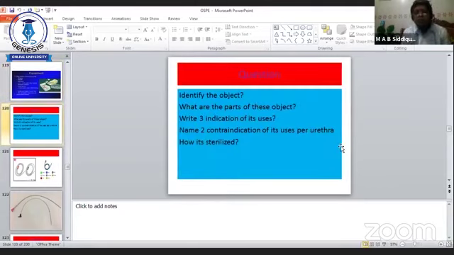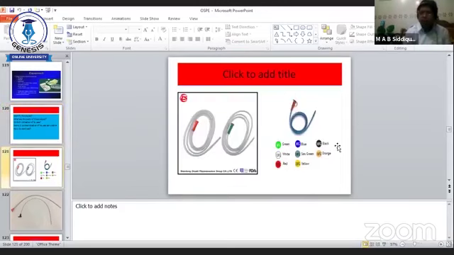So the question may be like that: identify the object. What are the parts of this object? Write three indications of its use. Name two contraindications of its use per urethra, and how it is sterilized. It is sterilized by gamma radiation. So all questions are already discussed about catheterization. The question may be like that way. So you should memorize all these things for OSPE.